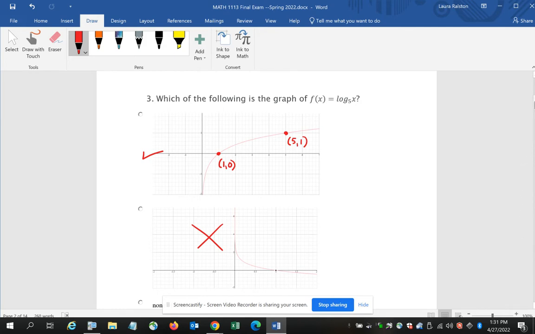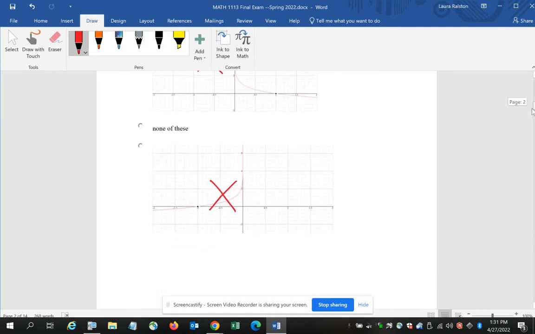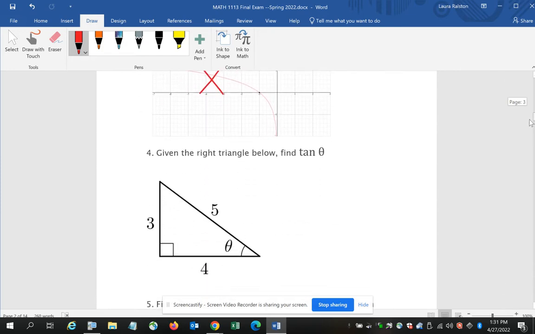Again, try to use process of elimination. Use your resources, use the calculator to create the graph.